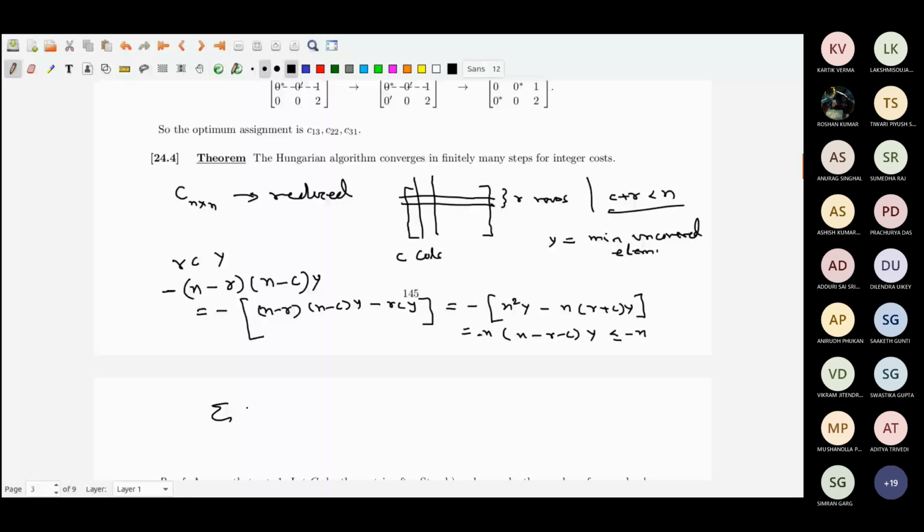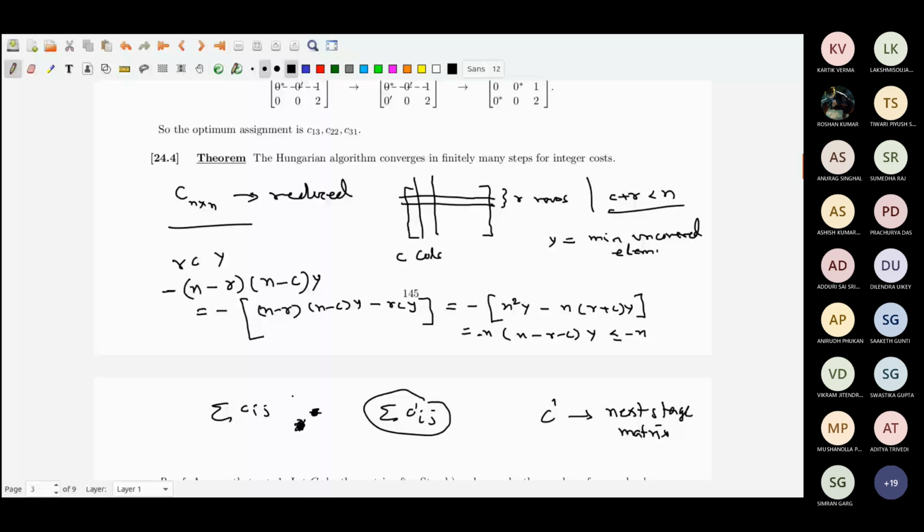and if you are comparing, Cij was for the reduced cost matrix, and summation C next Ij, where C next is the next stage matrix. What is the next stage matrix? In the next stage matrix, I obtain by reducing y from the uncovered elements and adding y. So what is the difference between them? Now I see that this C next Ij has decreased by at least n.